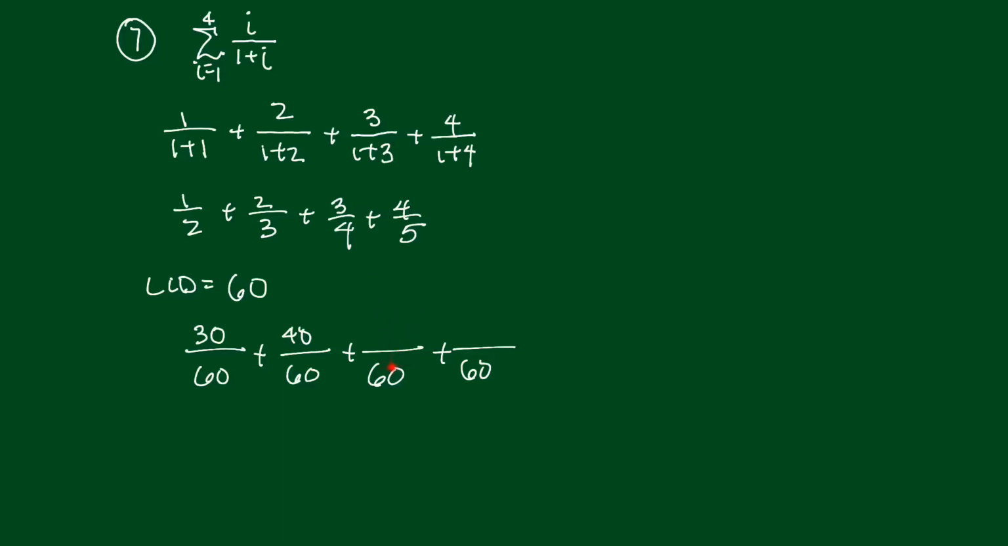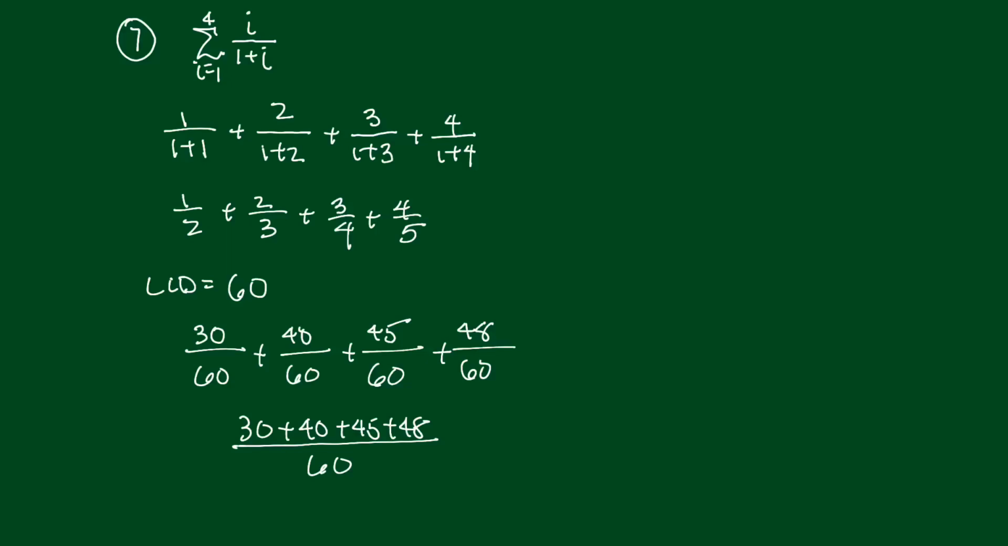On to the next. 4 will go into 60 15 times. So I multiply the bottom by 15, multiply top by 15. 3 times 15 is 45. And then 5 will go into 60 12 times. So multiply top by 12. 4 times 12 is 48. Now we're going to have 30 plus 40 plus 45 plus 48 all over 60. Boy, this is turning out to be a big arithmetic problem.